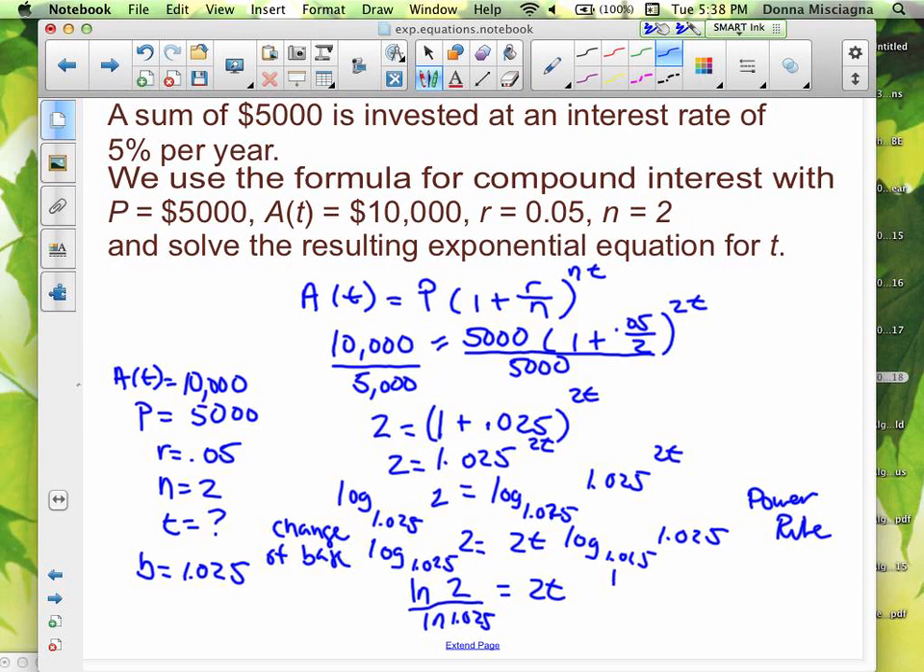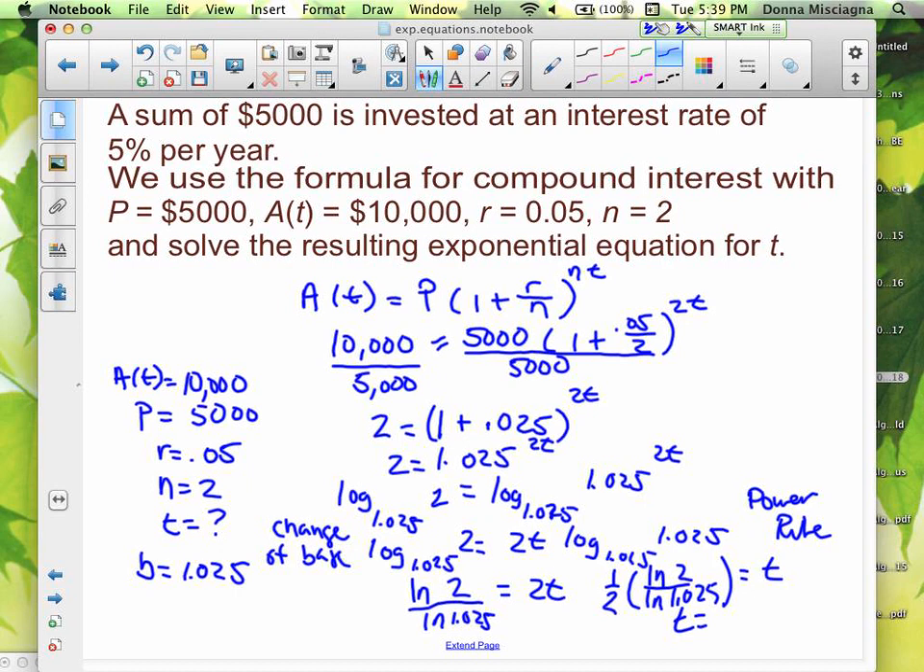All right, so if we put into the calculator 1/2 natural log of 2 divided by natural log of 1.025, we're going to find out how long it takes for you to double your money with that interest rate and that compounding schedule. All right, so let's find out how much it is. So it's natural log of 2 divided by natural log of 1.025. I'll hit enter, and then just divide that whole thing by 2.